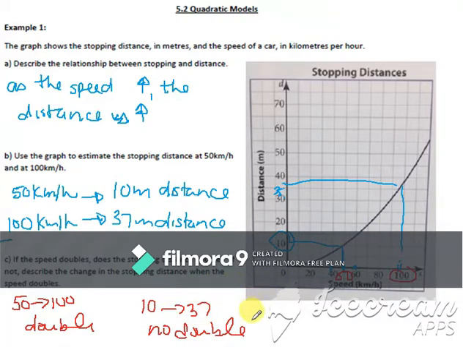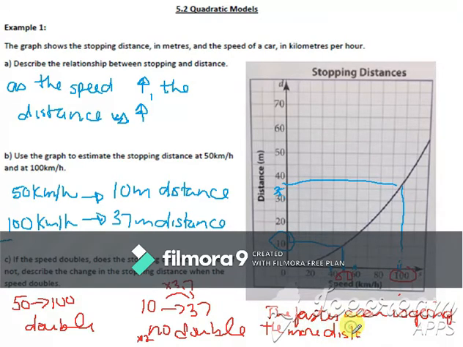Okay, so the faster a car is going, we know from like 10 to 37, so this is like times 3.7. So it's not times 2. A double would be times 2. This is even more. So the faster a car is going, the more distance it needs to stop. And I'm going to scroll down.